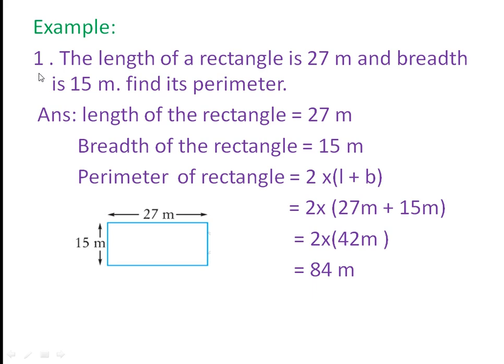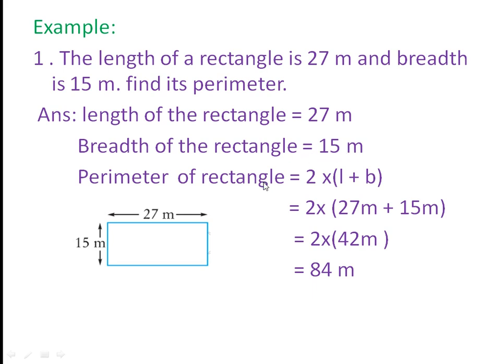See, first example. The length of the rectangle is 27 meters and the breadth is 15 meters. Find its perimeter. For the answer, first we will write the statements. Length of the rectangle is equal to 27 meters. Breadth of the rectangle is equal to 15 meters.